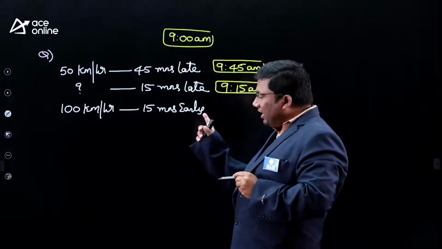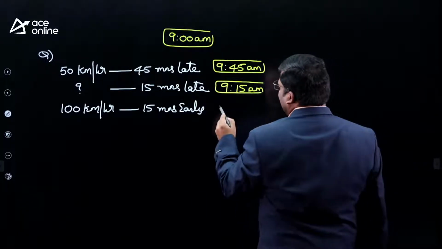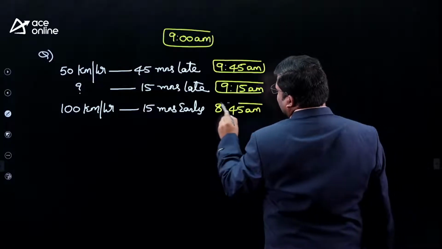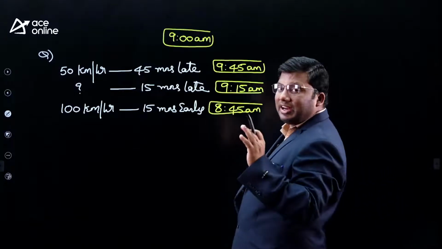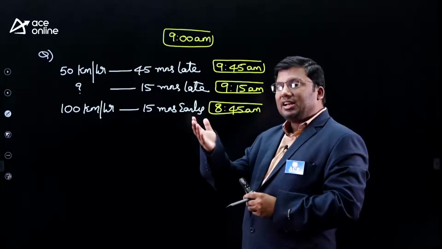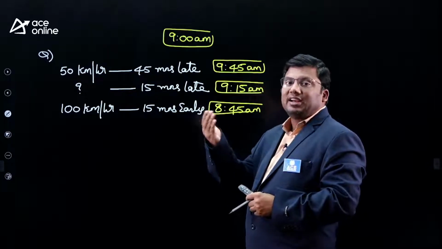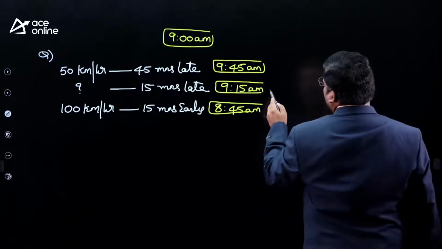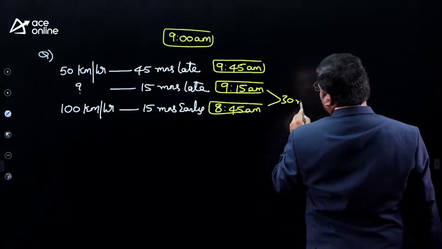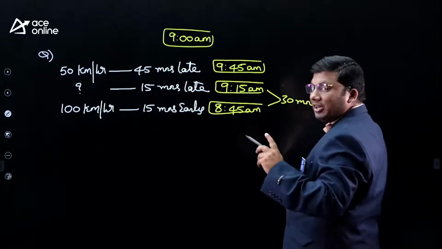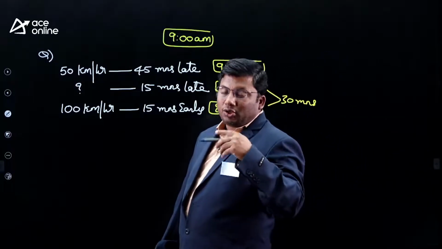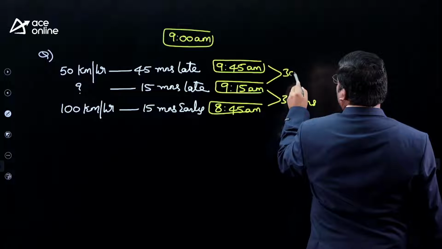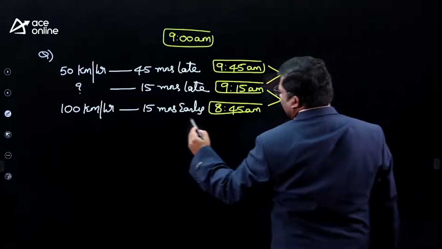Instead of 9, he reached 15 minutes early. 15 minutes early means it is 8:45 a.m. 9 o'clock is his actual reaching time. 45 minutes late, 9:45. 15 minutes late, 9:15. 15 minutes early, it is 8:45. 8:45, 9:15. What is the gap? 30 minutes. Am I right? 8:45 to 9 is 15 minutes. 9 to 9:15 is 15 minutes. 9:15 to 9:45, what is the gap? 30 minutes. The gap between them is the same.